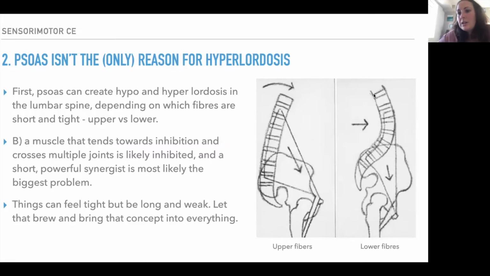This is a pretty classic psoas myth, right? That if you have hyperlordosis in the low back, anterior pelvic tilt, that means you need your psoas released.